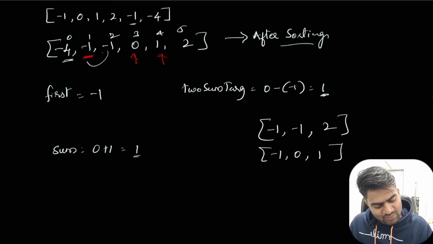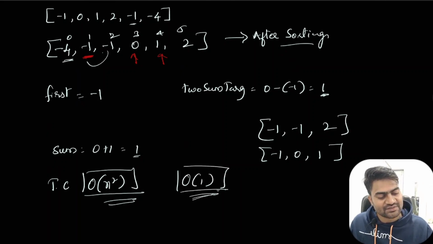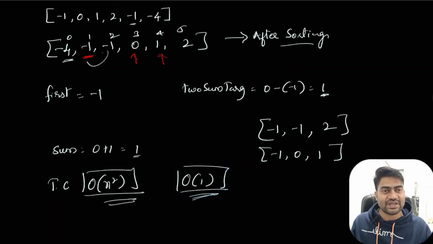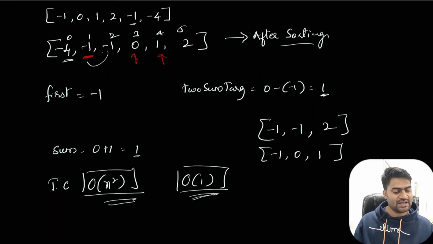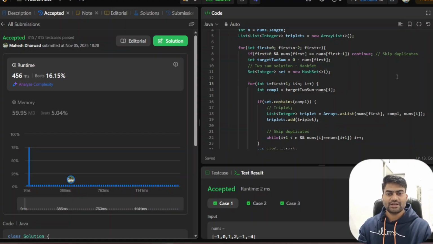So our time complexity now boils down to O of n square. And since we are using two-pointer technique, our space complexity will be O of 1. So this is very important. We have reduced the space from O of n to O of 1. That is the beauty of two-pointer technique. Okay, so with that, instead of looking into the pseudocode, let's dive in.